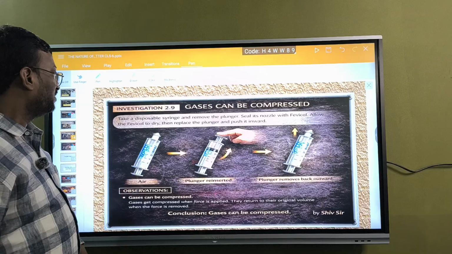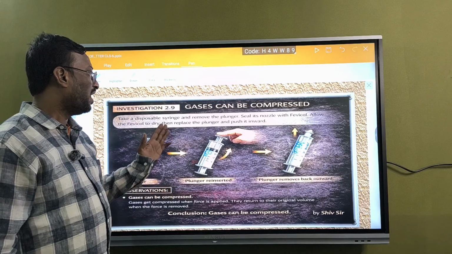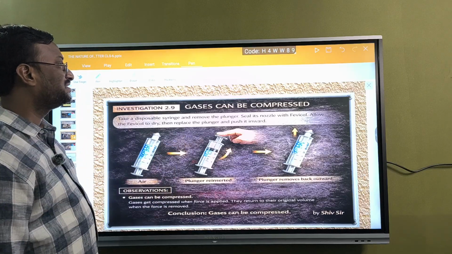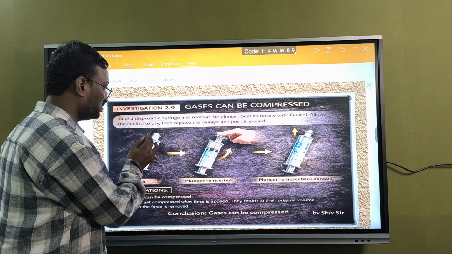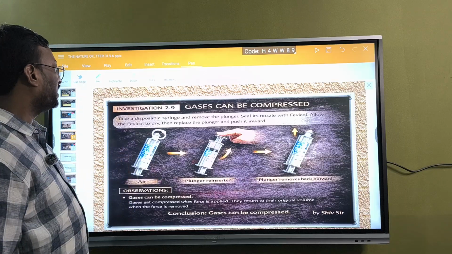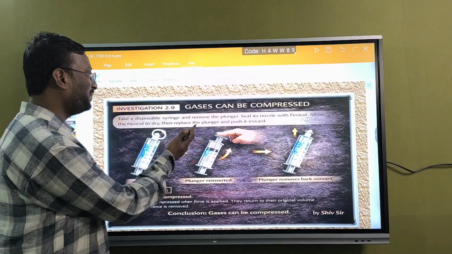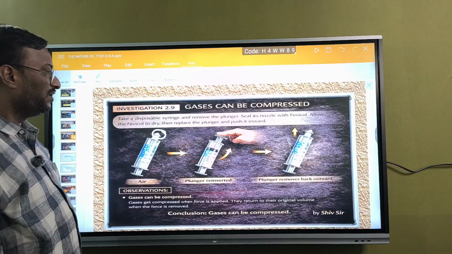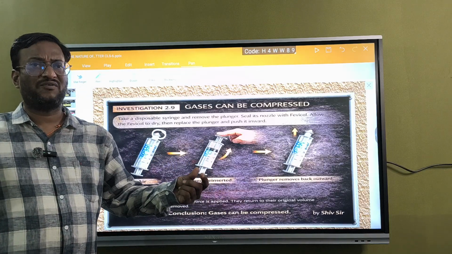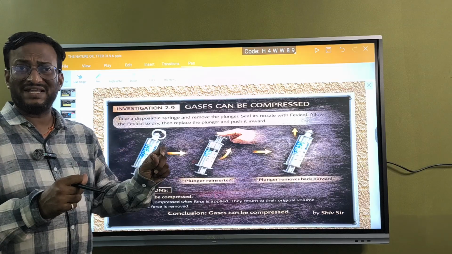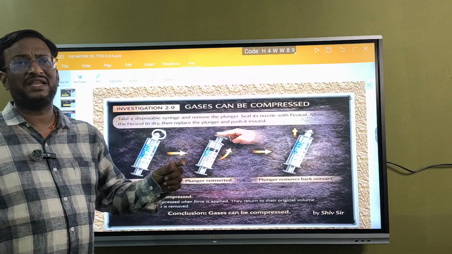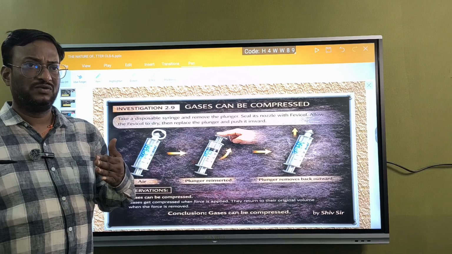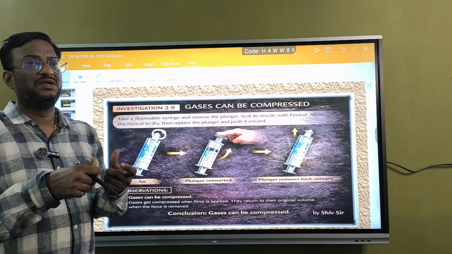Next we take a disposable syringe and remove the plunger. You just remove the plunger and seal the nozzle with Fevicol. You just seal the nozzle here. Allow the Fevicol to dry, then replace the plunger and push it inward. When you put it back, the air is going to fill the syringe. After that you just close it. Then you push it. So what happens?